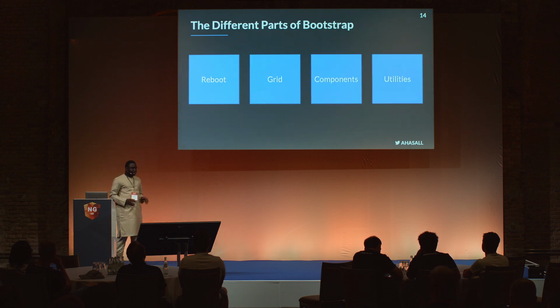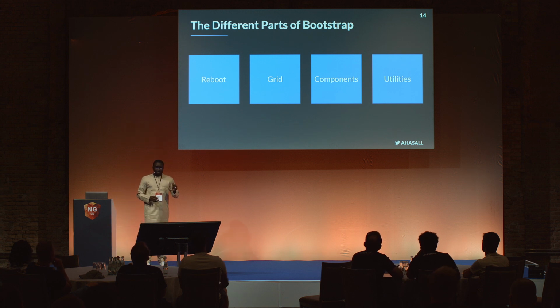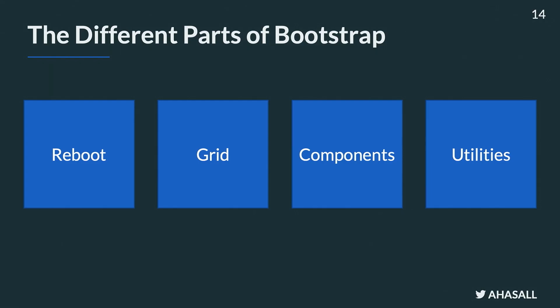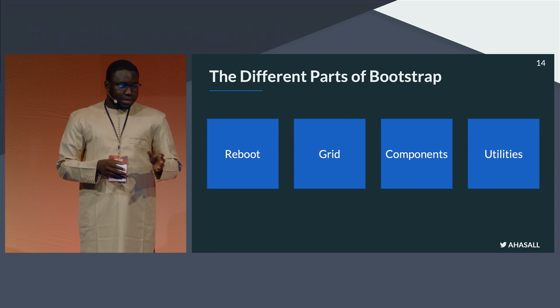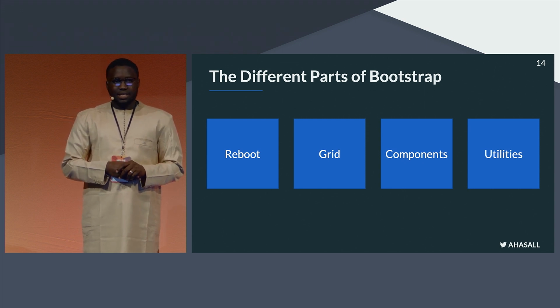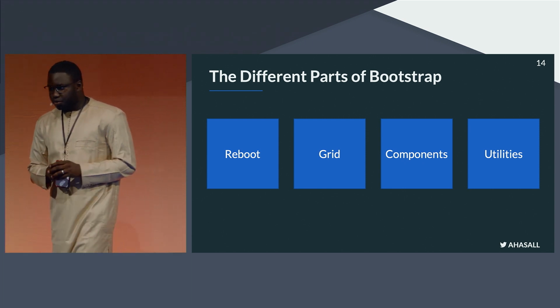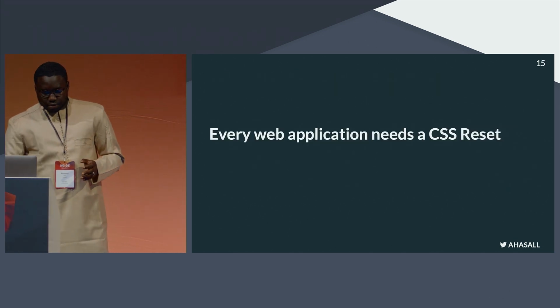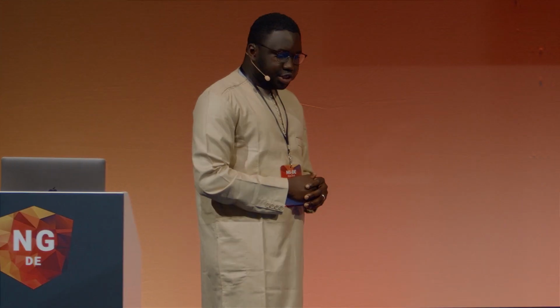So in Bootstrap, you have 4 different parts. The first one is Reboot. Then we have Grid, Components, and Utilities. Most developers know about Bootstrap Grid and the Bootstrap components, but the Reboot and Utilities are lesser-known features of Bootstrap. So we are going to talk about them. Let's talk about Reboot. Every web application needs a CSS reset. Even if you don't know it, maybe the framework you are using has one CSS reset incorporated.